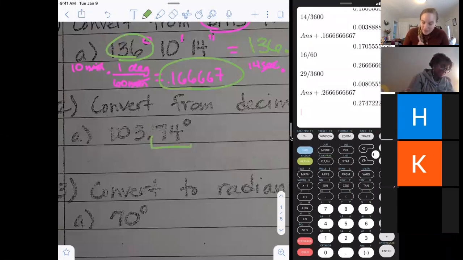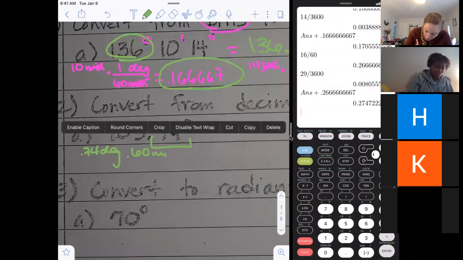Decimal needs to go into degrees, minutes, seconds. This is a degree. 0.74 is a degree. So now instead of multiplying by 1 degree over 60 minutes, I'm going to multiply by the reciprocal, 60 over 1. 60 minutes over, stop.